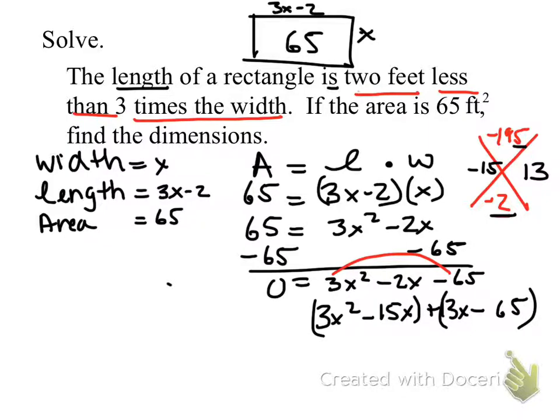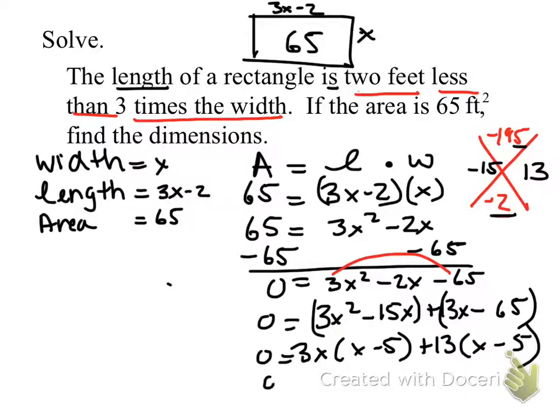Okay, so I can divide out a 3x and I'm left with x minus 5. I can factor out a plus 13. I'm left with x minus 5. My solution is 3x plus 13 times the quantity of x minus 5.